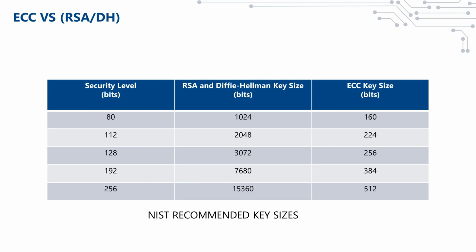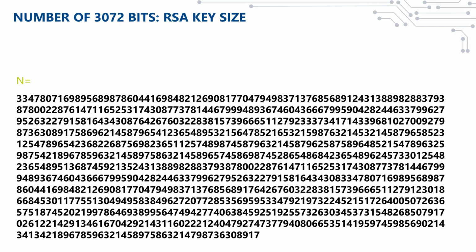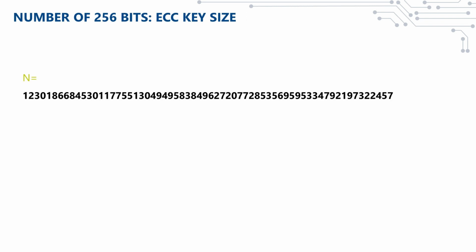If you don't know what a number of 3072 bits looks like, here is an example. It is really a huge number that could be considered as a public key for RSA. However, here is a number of 256 bits, which could also be considered as a public key for elliptic curve cryptography. And this one is much smaller, since it is around 8.3% of the key size of RSA, 3072 bits. So the small key sizes of elliptic curves make them very attractive for implementation in a restricted environment.